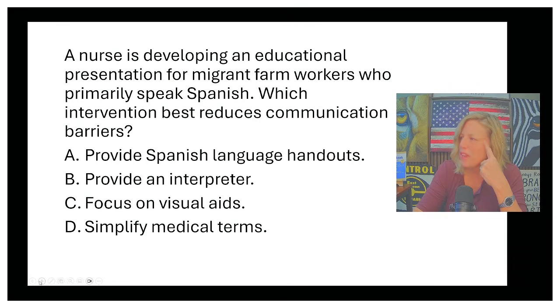So is it better to have Spanish language handouts, or is it better to have an interpreter? Well, I have to have an interpreter, y'all. I may not even have any handouts, because it's a presentation, right? Certainly it seems like I would have handouts, but if it's a verbal presentation, I have to have an interpreter. So that's really best in this case.